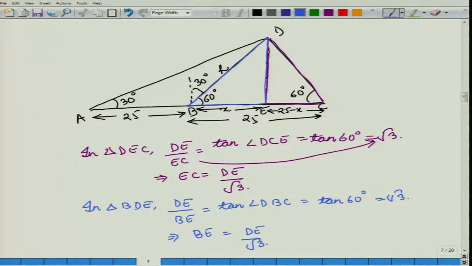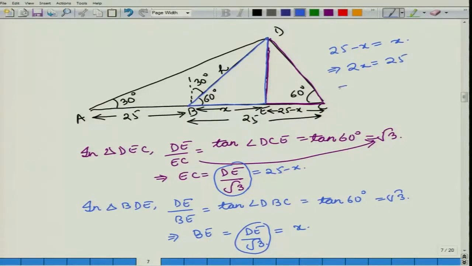Now we know that BE is equal to X and EC is equal to 25 minus X. As we can see, 25 minus X is DE upon root 3. Here also we have DE upon root 3. So we can get that 25 minus X is equal to X, or 2X is 25, or X is 25 upon 2, which is 12.5 meters. So we have calculated X. So this portion is divided into two halves, which are 12.5 and 12.5.